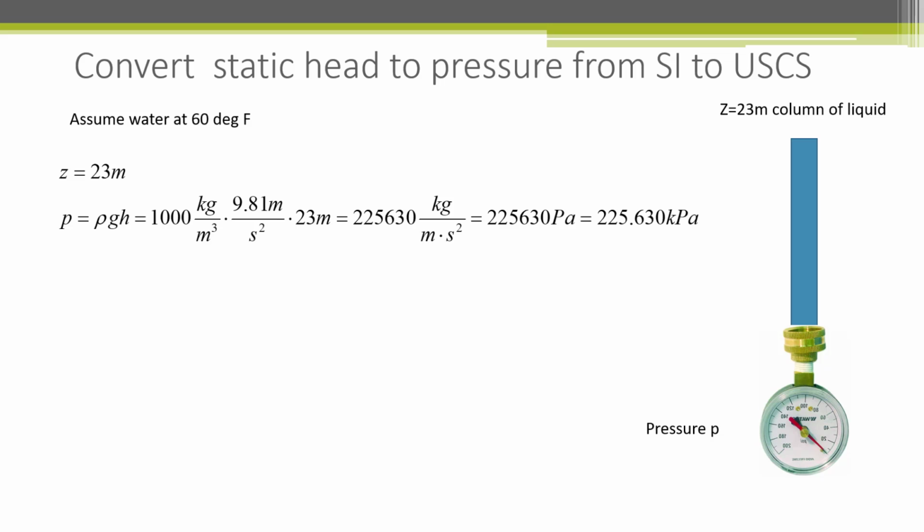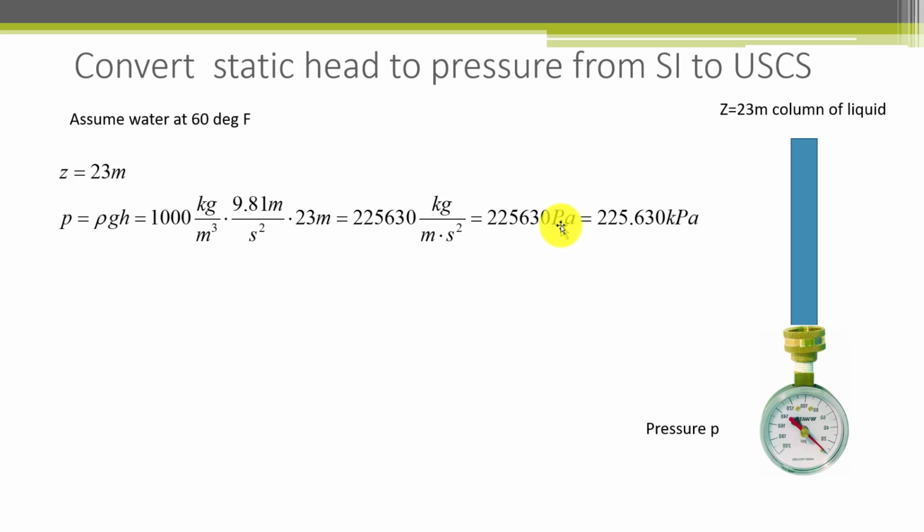Here we're going to convert static head to pressure. If you were to take a column of liquid 23 meters high and put a pressure gauge on the bottom, you would have pressure here. So how do we do that? Well, P is gamma H or rho gH. We'll do the rho gH form of pressure. We take the 1,000, presuming it's water, kilograms per cubic meter. The gravitational constant in the SI system is 9.81 meters per second squared times 23 meters. Multiplying that out, you get 225,630 pascals.